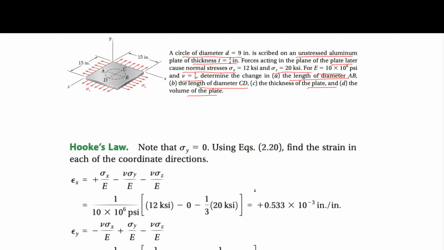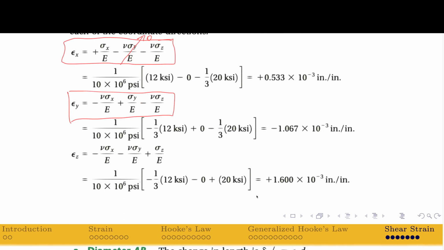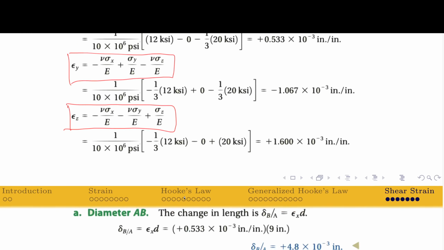So since sigma y is equal to 0, we can find out the strain in the different directions. Epsilon x, from the generalized Hooke's law, takes a form of this kind, but since sigma y is equal to 0, I only have now sigma x and sigma z in the picture. Similarly, I can find out epsilon y and I can find out epsilon z using the generalized Hooke's law. Okay, so I can find out epsilon x, epsilon y, epsilon z through the generalized Hooke's law.